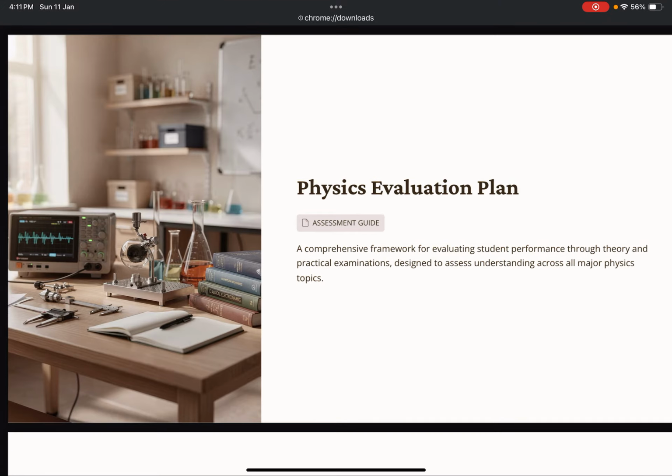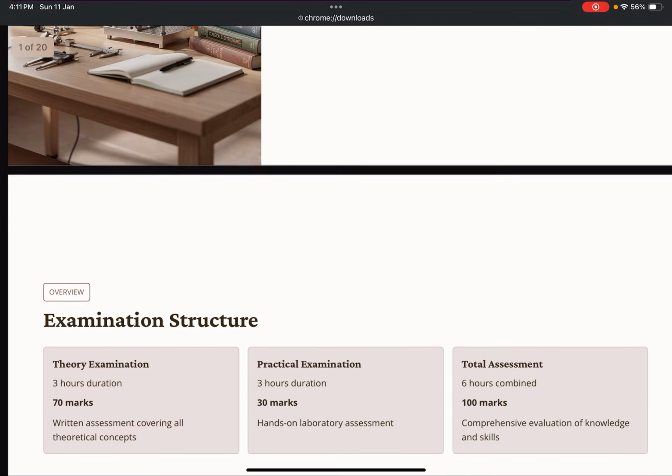Friends, this is a quick video recorded to give you an overview of the 12th standard physics paper, and this obviously would help you in preparing for the board's exam.